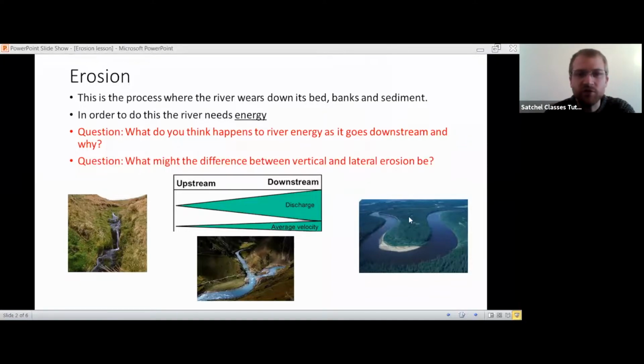The second question we want to be aware of is what might the difference between vertical and lateral erosion be? Because this also changes along the river, and it's another form of erosion that we just need to be aware of.